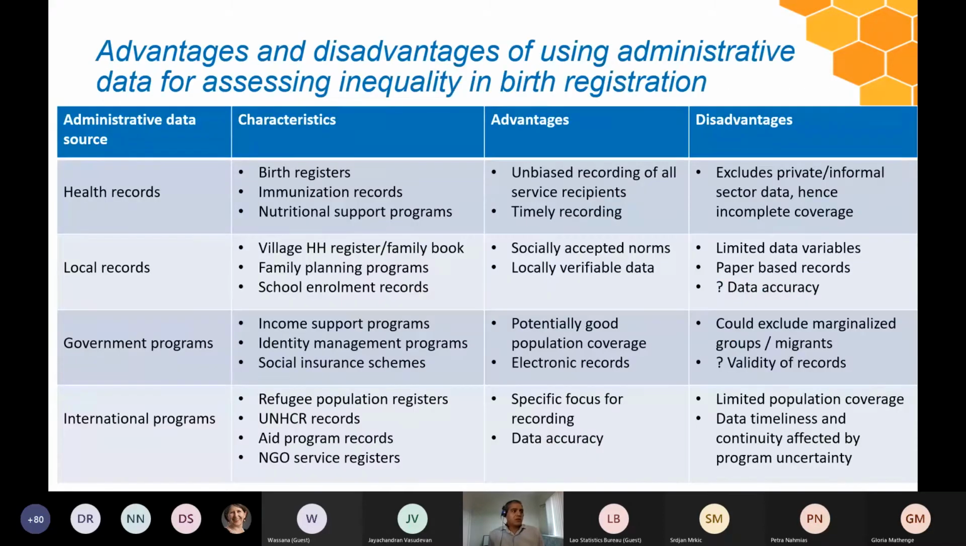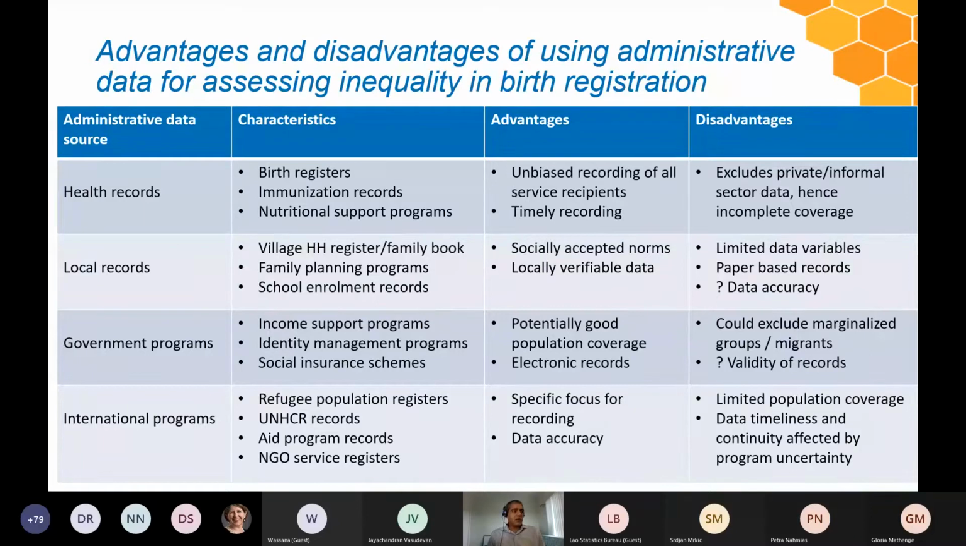So to measure the inequalities in birth registration, there are a range of administrative data sources. By administrative data sources, we mean the kinds of record-keeping systems that operate on a routine basis and are maintained with a mandate by respective organizations to continuously collect this data. So there are four broad families or groups of administrative data sources which we could consider and each of them have their own characteristics or types and their advantages and disadvantages.